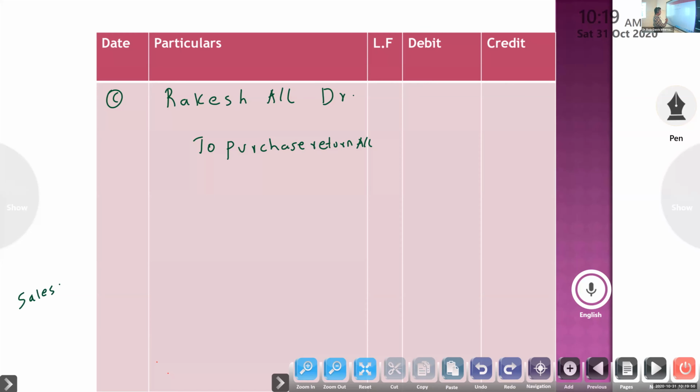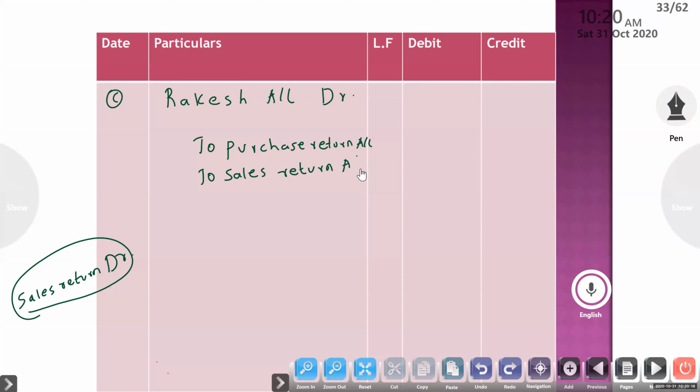Sales return is debit or credit? Debit. So to rectify, what we have to do? Sales return account is debited. So to rectify, what we have to do? Debit or credit? Sales return? Credit. Okay, Ragesh account to purchase return to sales return.